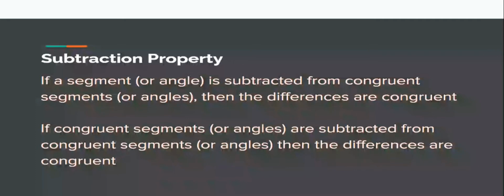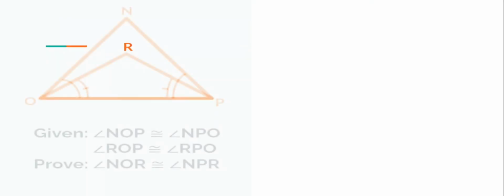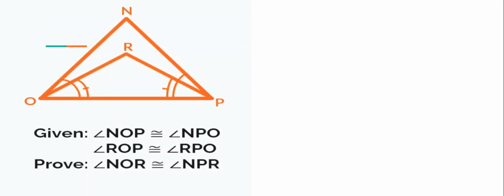Similar to the addition property, we also have a subtraction property. In the subtraction property, the first theorem states that if a segment or angle is subtracted from congruent segments or angles, then the differences are congruent. The second theorem states that if congruent segments or angles are subtracted from congruent segments or angles, then the differences are congruent. Now we're going to do a proof using the subtraction property.